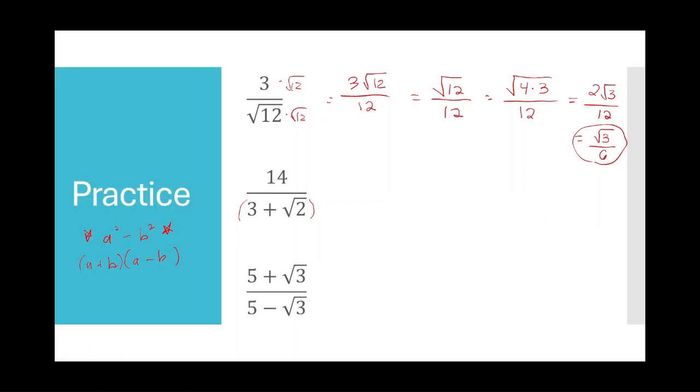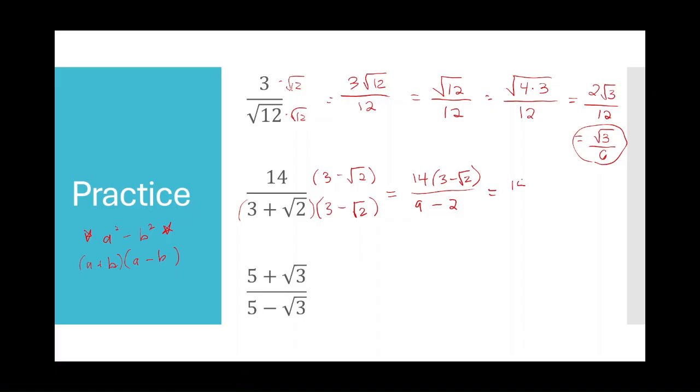So what I'm starting with here is an a plus b. So if I want to end up with a squared minus b squared, I'm going to multiply this with a minus b. And I have to do that on the top and bottom in order to not change the value of my fraction. So I'm going to now have 14 times 3 minus root 2 on the top. And on the bottom, since I have something plus something times that same something minus that same other thing, I now can do a squared 9 minus b squared. And remember, square root of 2 squared is just 2.